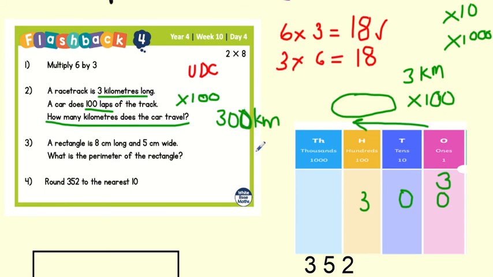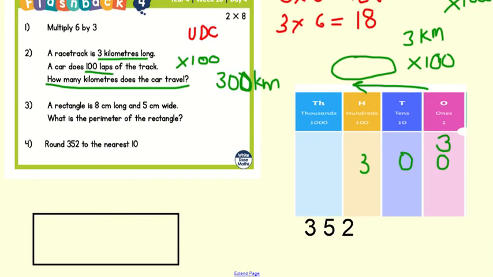Right, now we're on to question 3. So we have a rectangle. I've drawn one down here to help us. So a rectangle is 8 centimetres long and 5 centimetres wide. What is the perimeter of the rectangle? Okay, so I've done my picture. Now, if you think about UDC, I've underlined. Now I've drawn my rectangle. I'm going to put some information on it to help me.